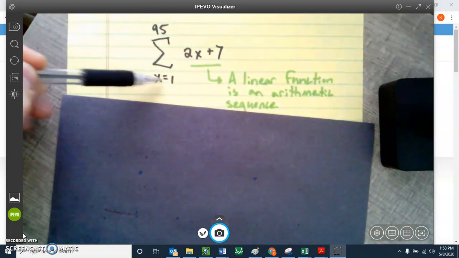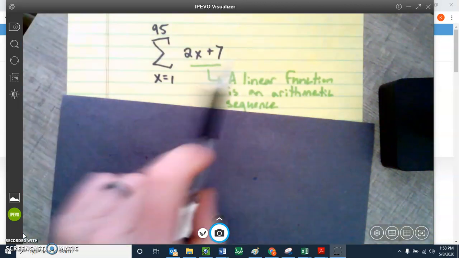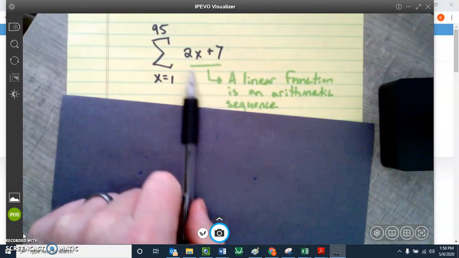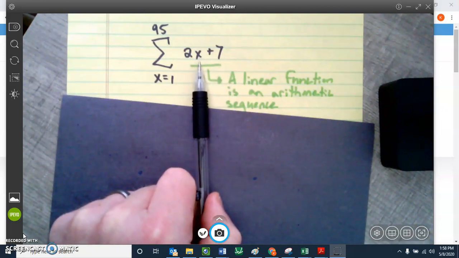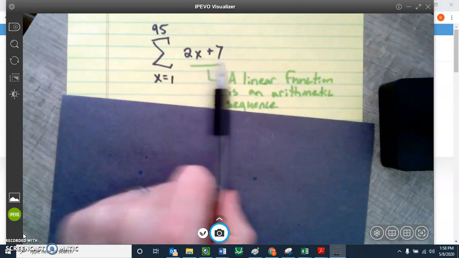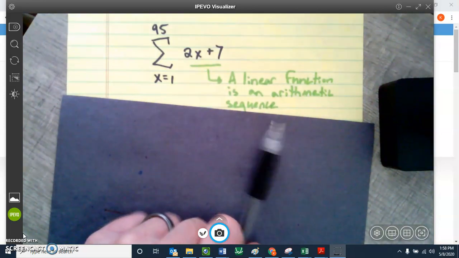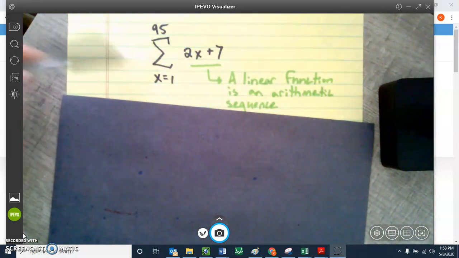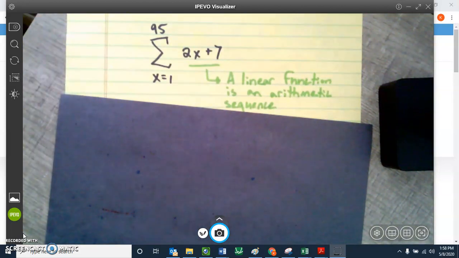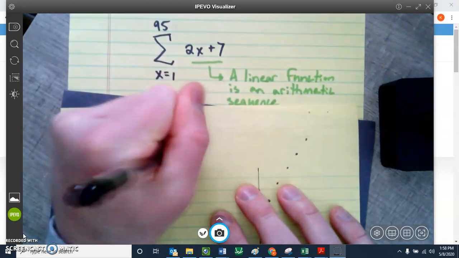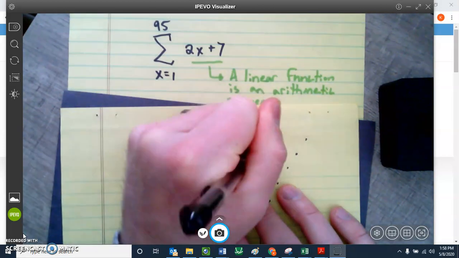We're trying to add all the terms from 1 to 95 in this sequence and sum them up. What I left you with was, because this is a linear function, our variable to the first power, no squareds, no square roots, no divided bys, it's a linear function. That makes it an arithmetic sequence and an arithmetic series because I'm adding them all up. And we have our sum formula from that last video: Sn equals n over 2, a1 plus an.